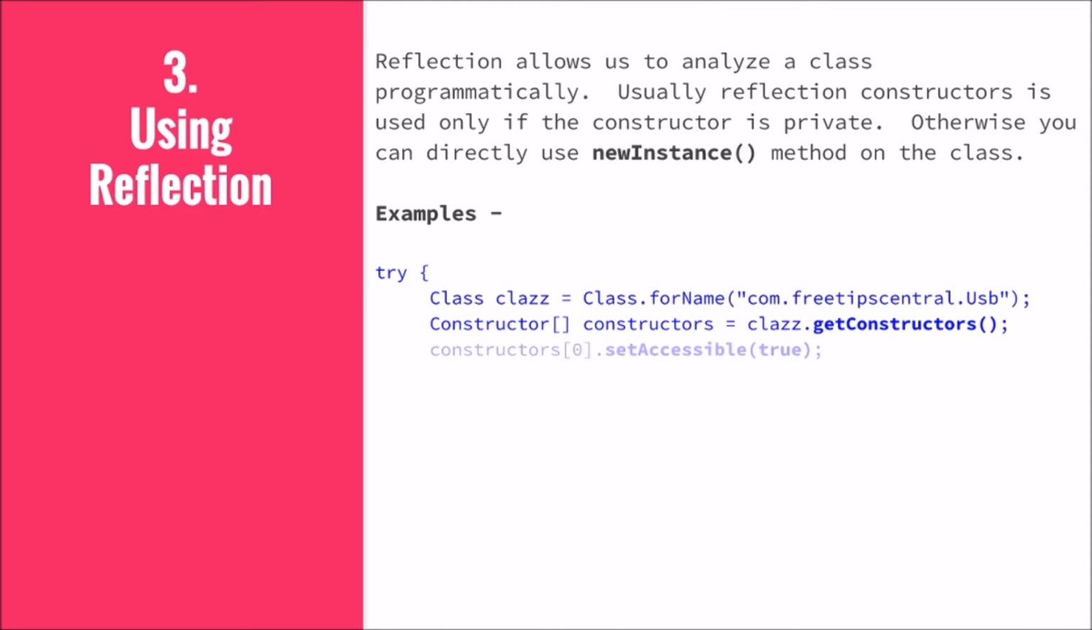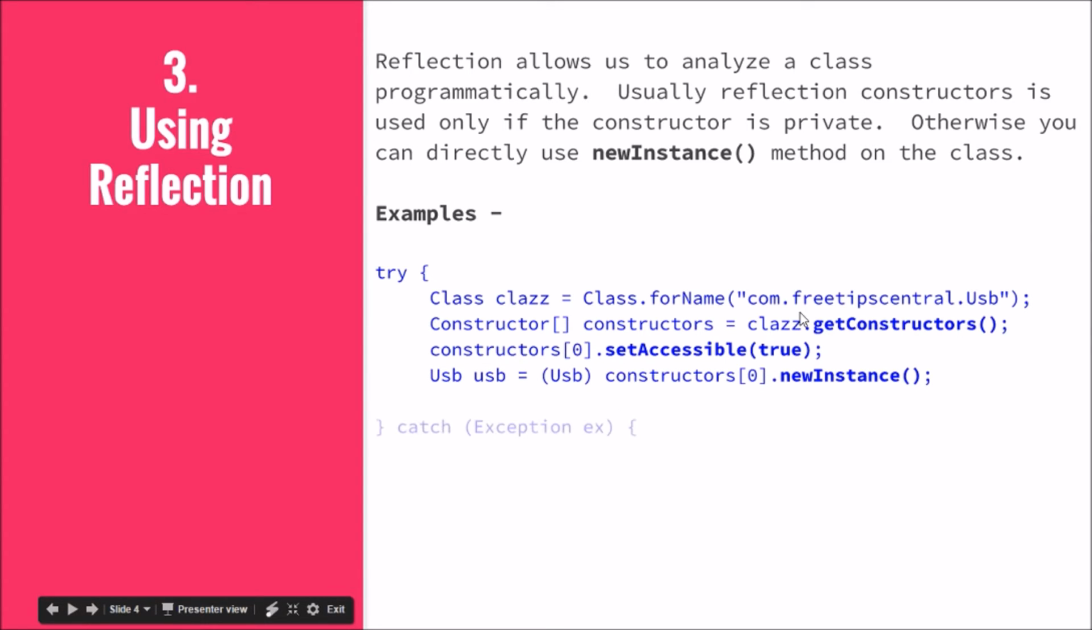What you do is you just say Class.forName equals com.freetipscentral.USB. This is the same as what we saw in the last slide. You just give the fully qualified name and use Class.forName. So it will load the class related to the USB class, right? Then I want to extract the constructors from this class. So I'll say class.getConstructors. This will return an array of constructors and store it in this variable called constructors.